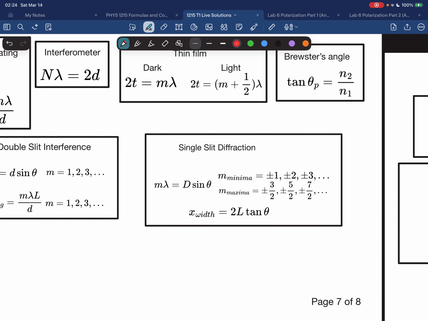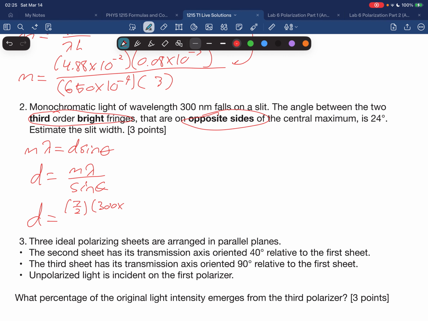Great. So we have 7 over 2 for m. Our wavelength is just 300 nanometers. And again, I always like to convert everything to base meters, so I'm doing that again here. Lastly, sine. This is not just 24 degrees. This is actually 12 degrees. That was a little sloppy.